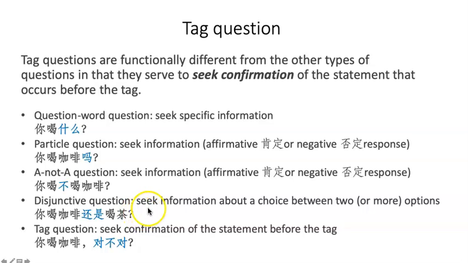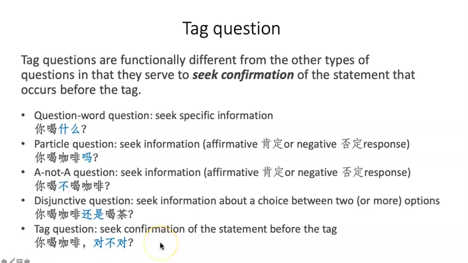Disjunctive question seeks information about a choice between 2 or more options. 你喝咖啡还是喝茶? The question also seeks information, but it's not about affirmative or negative. It's about a choice between these 2 options, 喝咖啡 or 喝茶. So that's disjunctive question, seeks also specific information between, however, this time between 2 or more options.